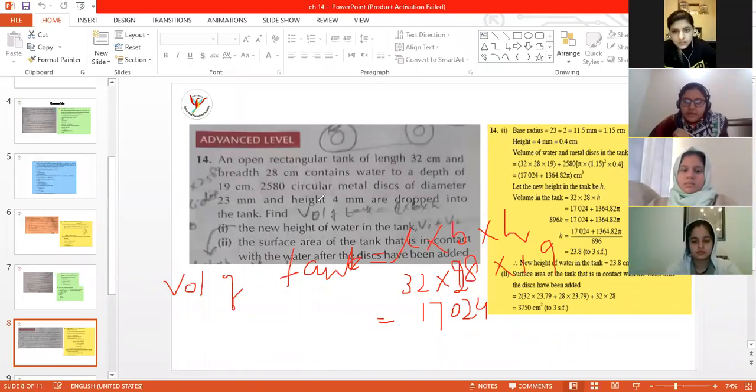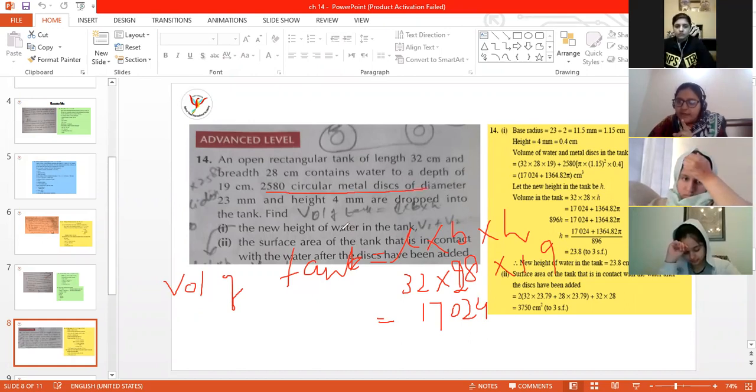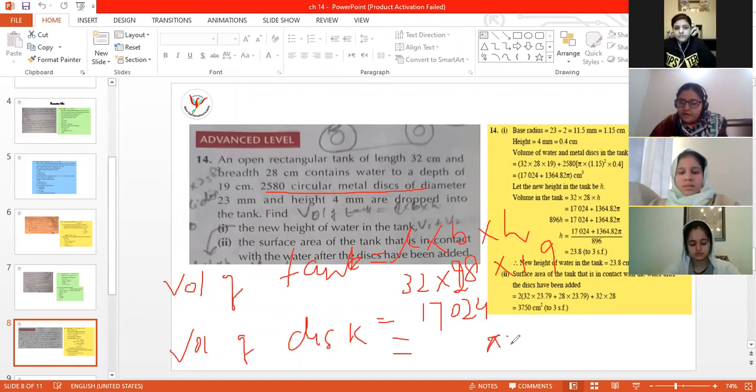Okay, now what we have to do, we have to find the volume of these discs. First of all, we will calculate the volume of one disc. Then whatever the volume is, we multiply it with 2580. Now, what will be the volume of discs? Pi r square h. Clear? As the disc is in a cylindrical, circular shape, the volume of disc will be pi r square h.